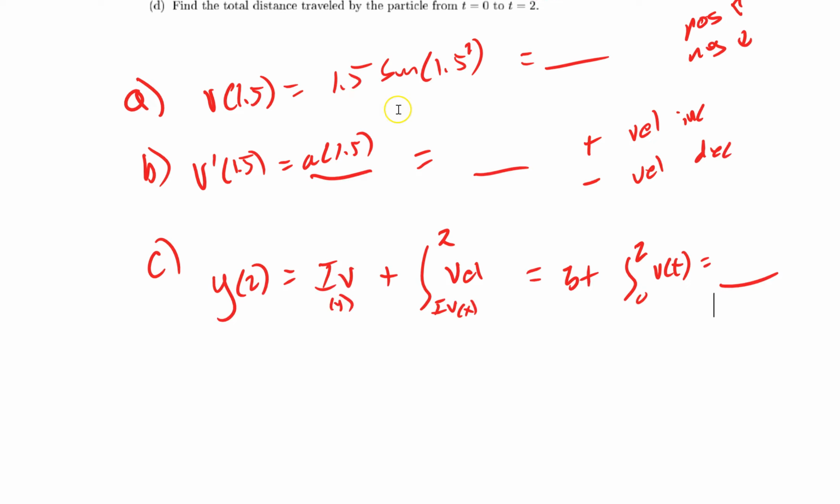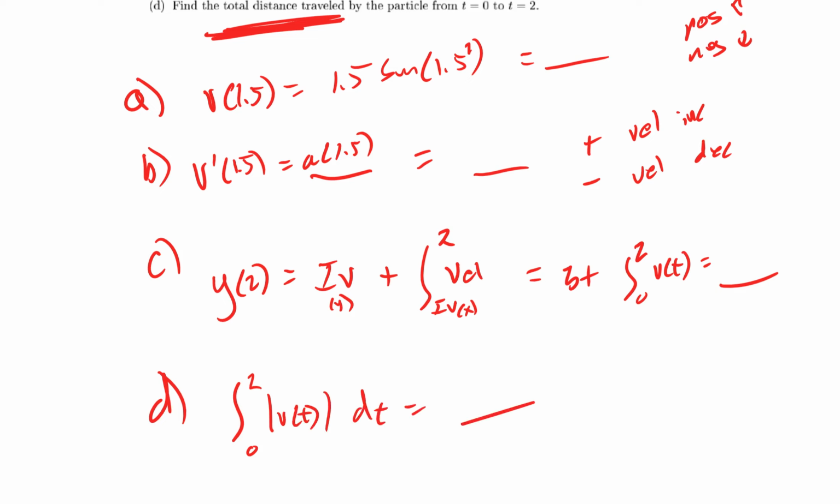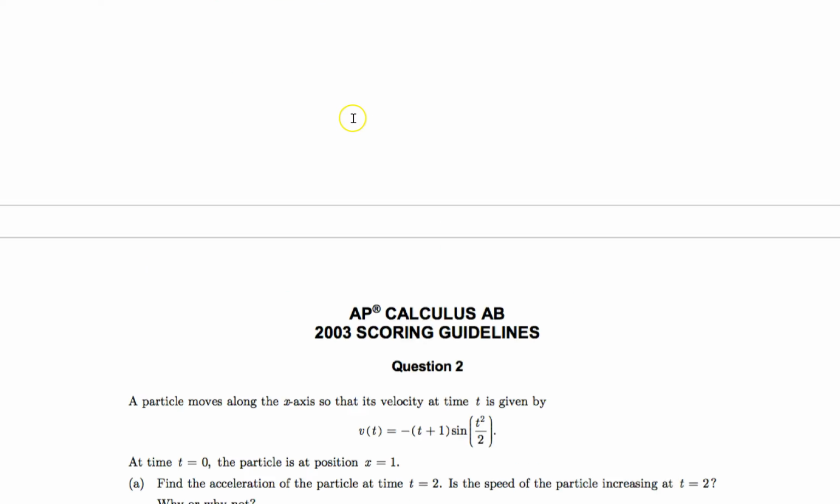D. Find the total distance traveled by the particle from 0 to 2. Total distance traveled is that key word where it just means you integrate absolute value. So all we're going to do is integrate the absolute value of velocity from 0 to 2. Plug that into your calculator. That's all it is. Let's do another one.